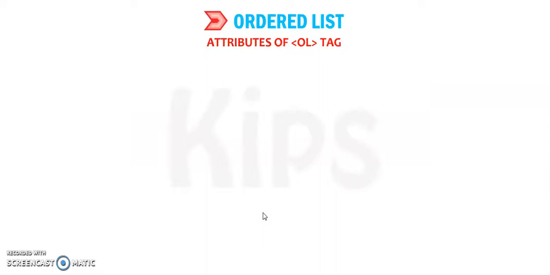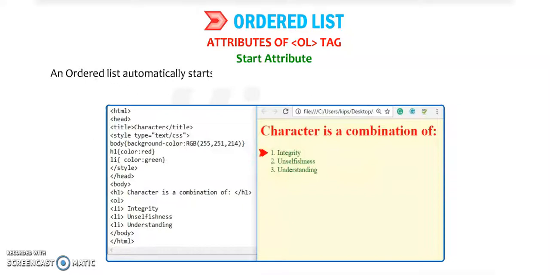Then list number, the menu tag is used to create a menu list. Menu denotes the start of the menu and slash menu denotes the end of the menu. Okay, next is attributes of OL tag. So there are some attributes that we can use with the ordered list tag.